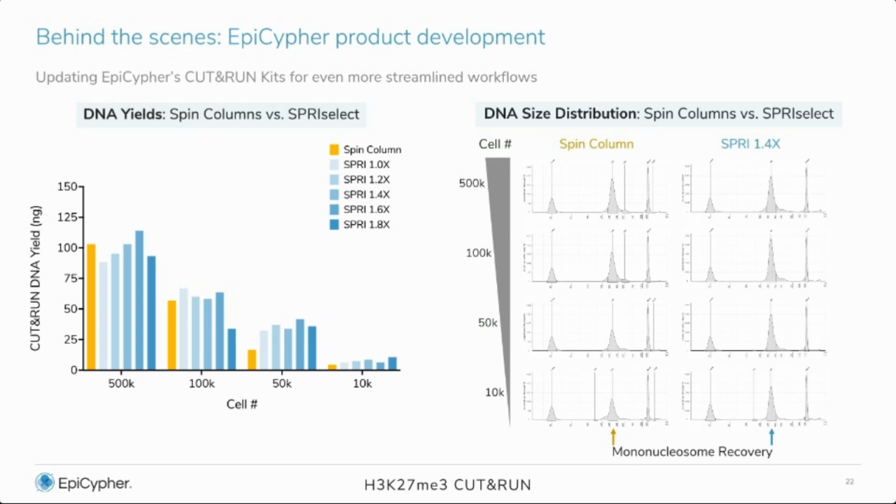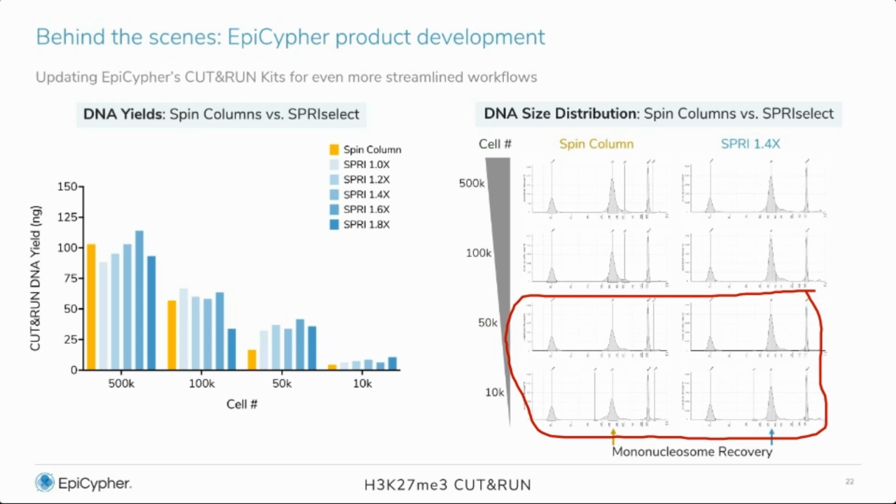And if you look on the right here, so these are TapeStations, so this is showing a size distribution of what are the sizes, the fragments of DNA that you recovered in CUT&RUN. And we're just comparing spin columns on the left to SPRI beads on the right. And I will draw your attention to this area here, where when you titrate down cells, you actually get better recoveries, better size distributions with the SPRI beads at those low cell numbers compared to spin columns. So that was great to see.